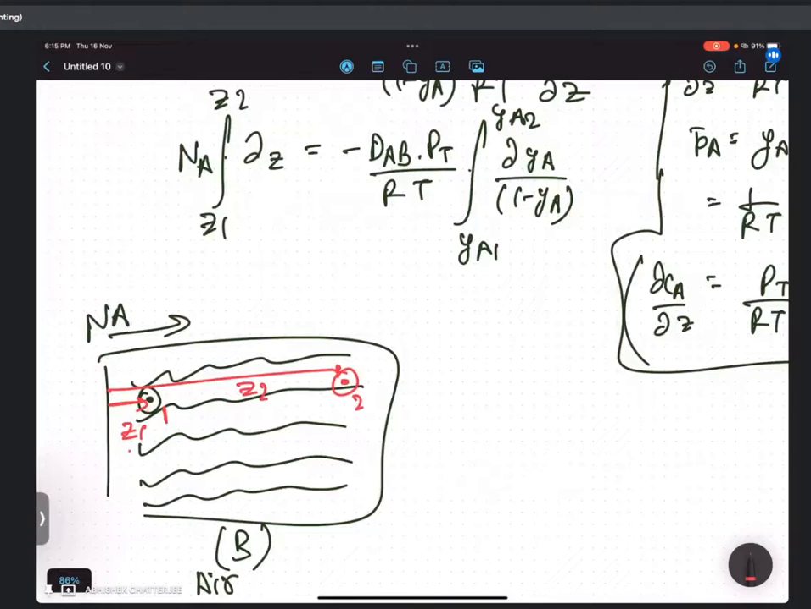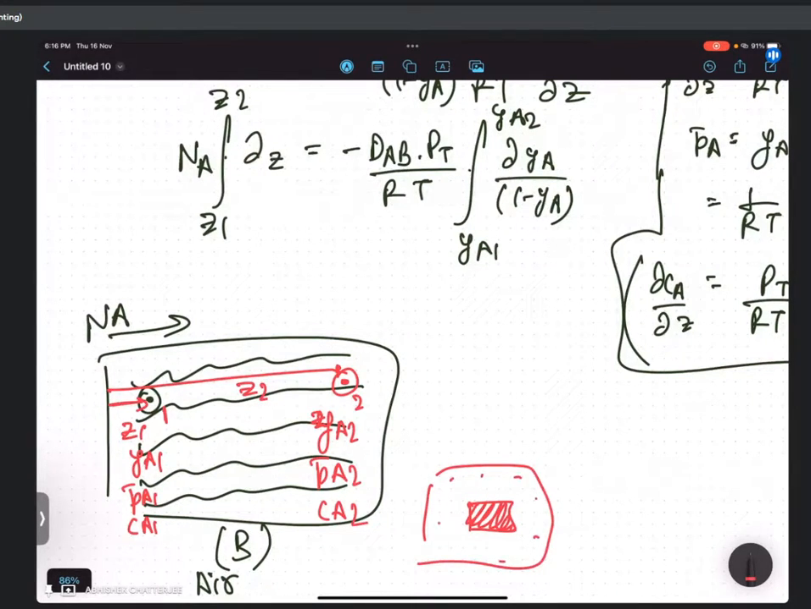And let the mole fraction at Z1 be Ya1, the partial pressure be Pa1, the concentration be Ca1. Here the distance is Z2, so the mole fraction is Ya2, the partial pressure is Pa2, the concentration is Ca2. All these things we have defined. So what is going to happen is, suppose you keep your ammonia here. In the nearby region, the concentration or the partial pressure or the mole fraction of your ammonia will be high. Now as the distance goes on increasing, we travel far, so this mole fraction will go on decreasing.